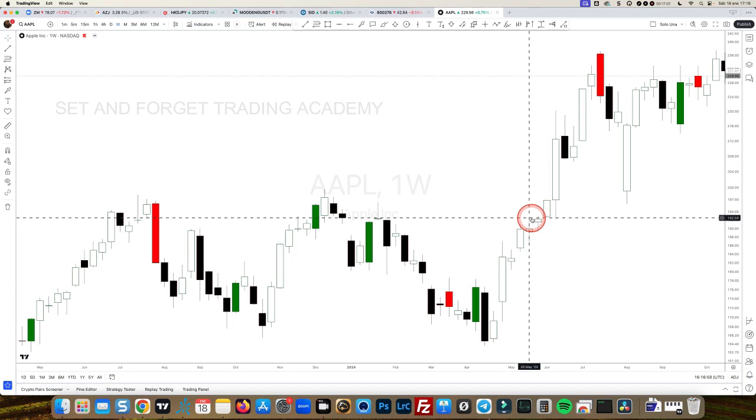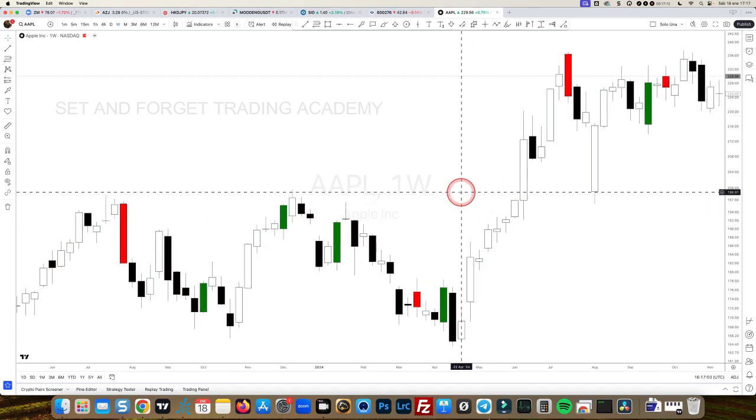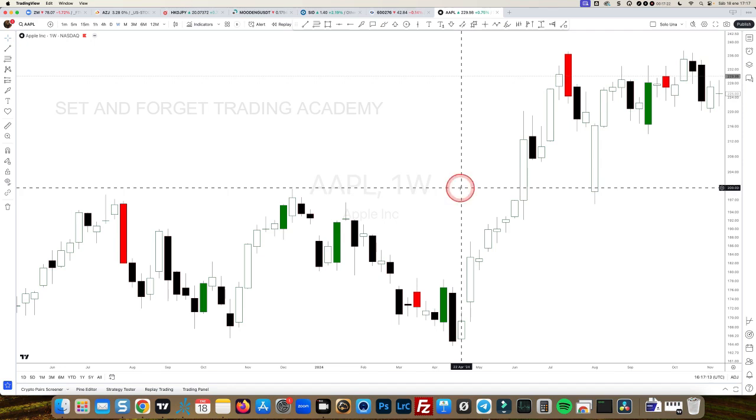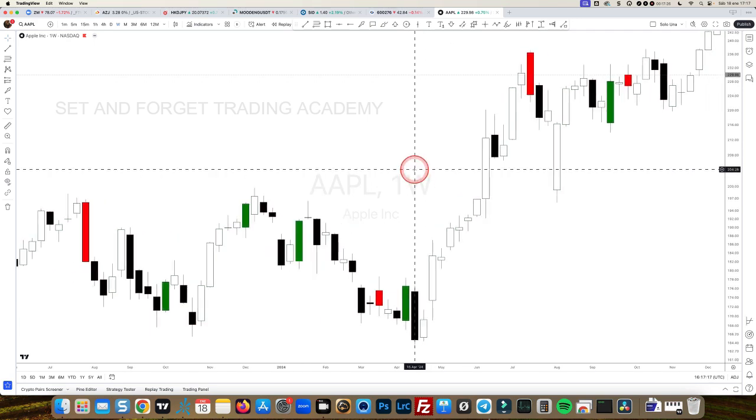If you understand these concepts and make a very clear decision that you are going to focus on the very clear structures, then you are not going to run into trouble. So this is Apple weekly time frame, but let's go to the daily time frame.